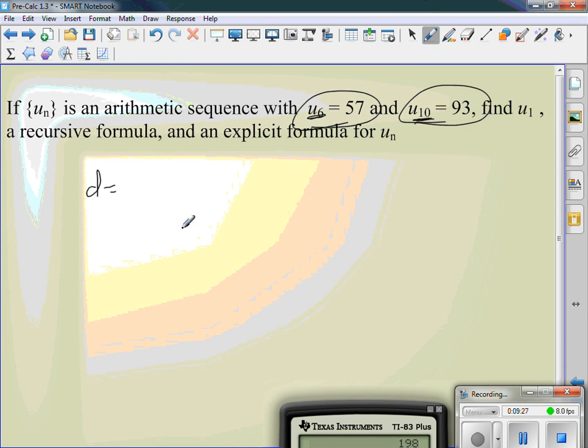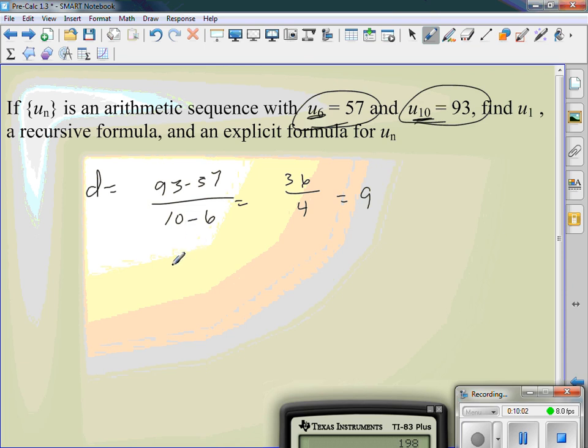Normally to find d, you take 93 minus 57. Since they are not next to one another, divide by the difference, 10 minus 6. 93 minus 57 is 36. 10 minus 6 is 4. 36 divided by 4 is 9. So the common difference is 9. All right, that part we got.